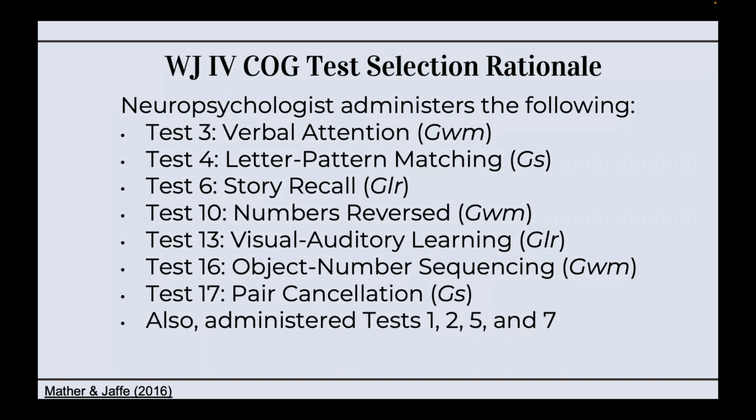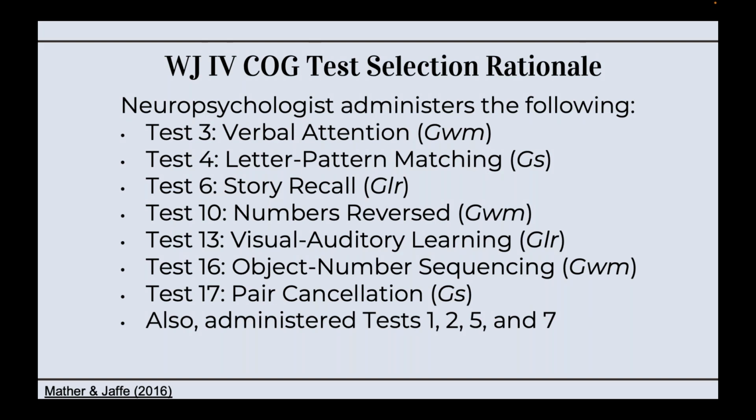So the neuropsychologist focuses on story recall for that purpose. And then they also are curious to see how his associative memory is as well. So they administer visual auditory learning. Lastly, the reason why cognitive processing speed is included is because processing speed acts to make short-term memory more efficient.